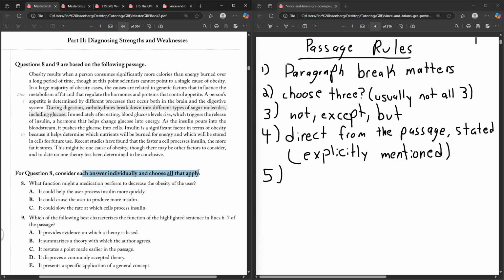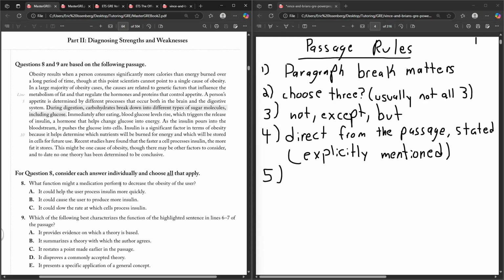This is also a choose multiple, so it could potentially be multiple answers. We'll read through it, but more importantly, this is really just a direct from the passage. They're just telling you, read the passage, tell us which one of these statements is going to be true. So let's see. What would a medication for decreasing obesity use? Like what would that medication entail?